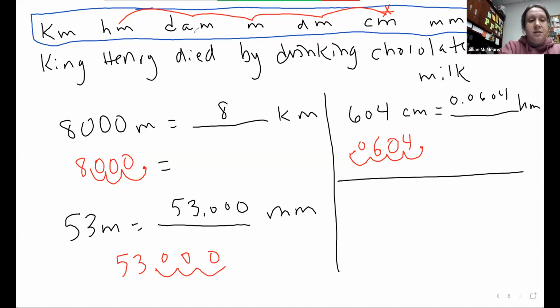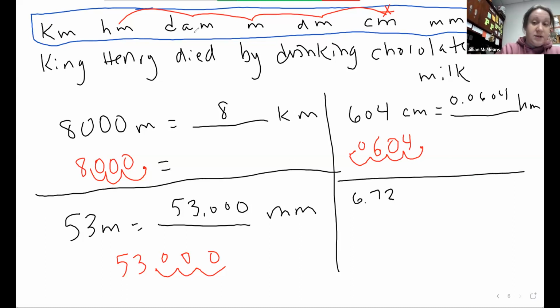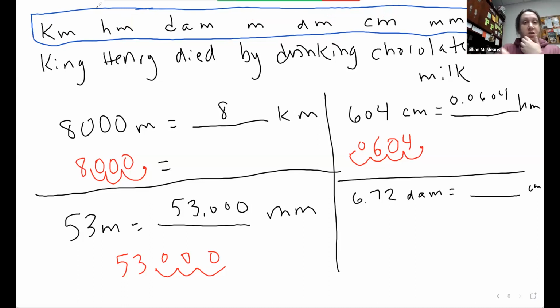So let's try to block these out so you can see which problem is which. Let's say we have 6.72 decameters. Remember, deca is DA for an abbreviation. And we want to convert it to centimeters. Okay. So let's get rid of that. All right. So we're going to start with deca, which is right here. We want to go to centimeter. So we're going to be moving to the right 1, 2, 3 times.